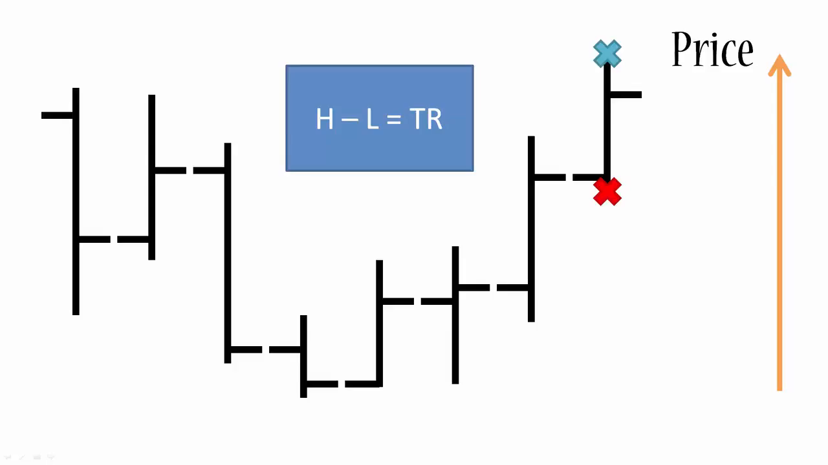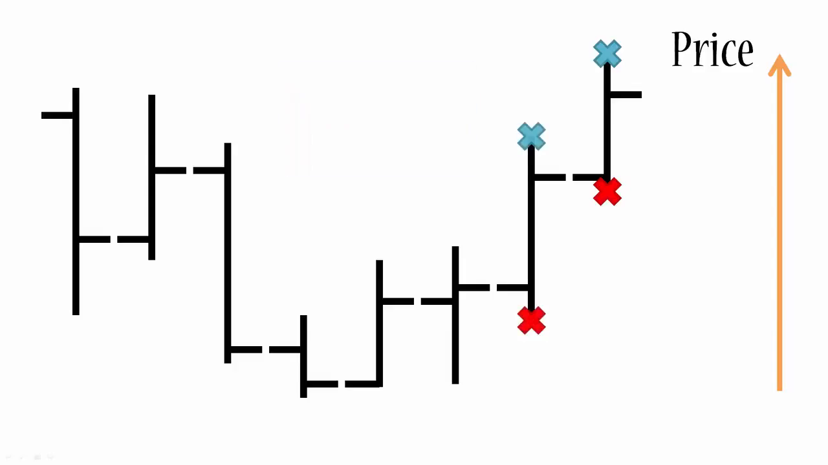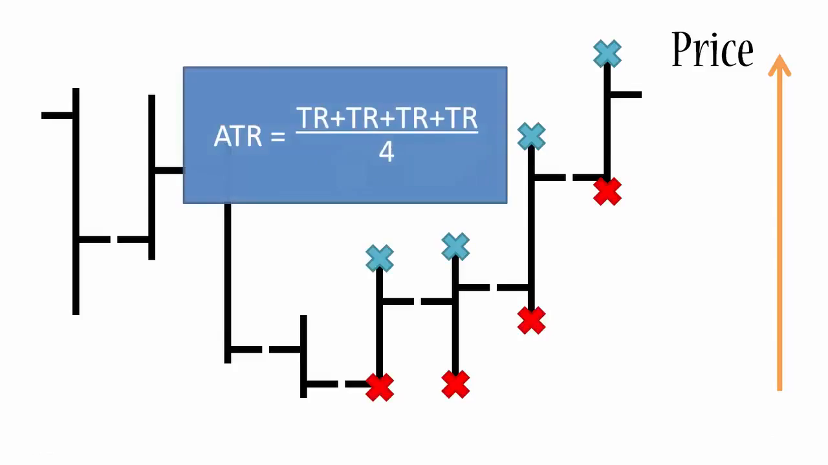Next, let's take the true range for the next bar, and then the true range for the bar after that, and then we'll take one more true range. So what we're going to do with all of these four true ranges is we'll take the average of these four true ranges, and that will give us the average true range in the past four bars. So that tells you not only how volatile the market was in the current day, but also how volatile the market was over the past 4 days on average.